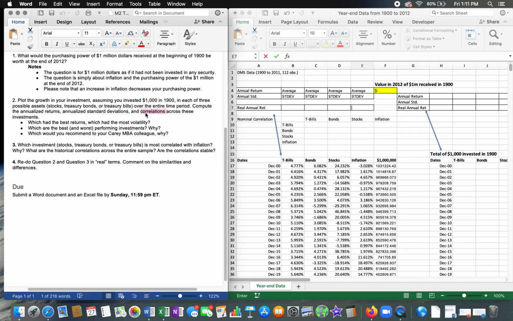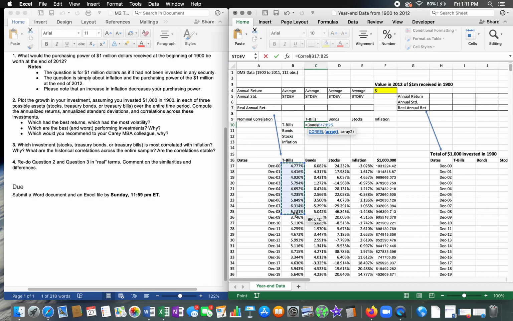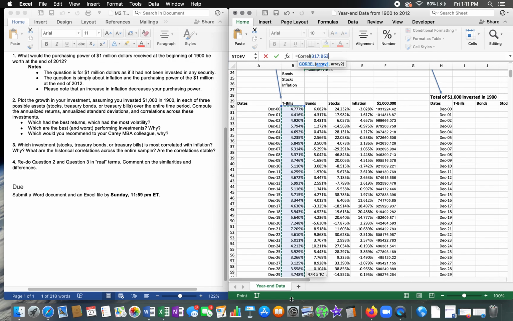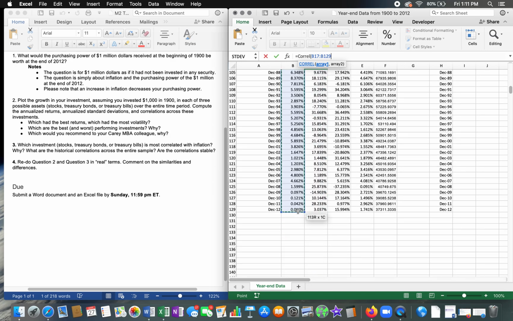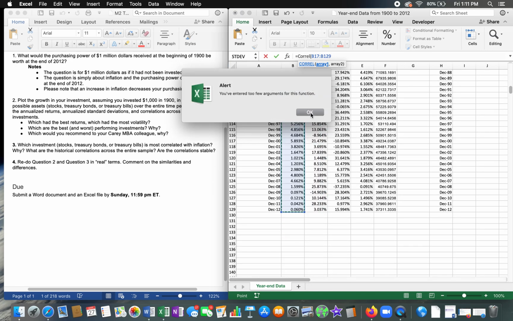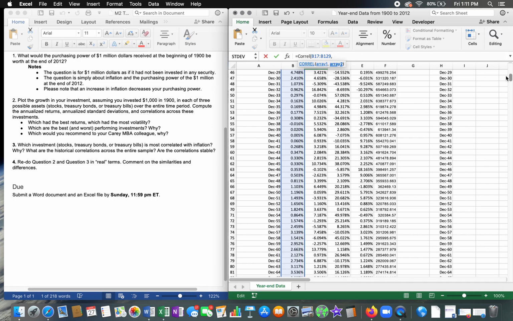We also need to calculate the correlations. So to do that, we are going to use the CORREL function. And if you see, we have the correlation set up right here. Equals CORREL. And then you just choose two arrays. So for T-bills, it's going to be this section right here. Okay, the first array, and then the second array. Go back up so you can see that answer.